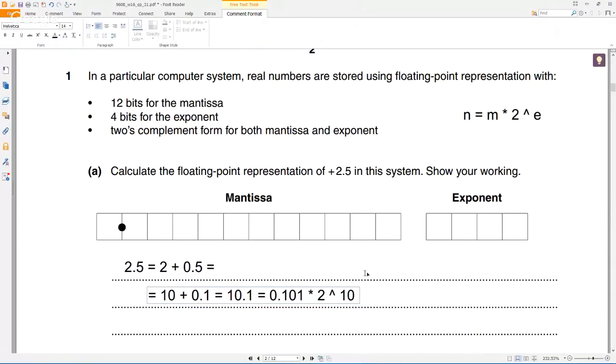And we can then copy this into the two boxes, obviously adding zeros at the beginning. So the exponent is 10, and the mantissa is 0101, and then we can add a bunch of zeros that are not meaningful and don't bring any value. And this is the representation of 2.5 using floating point representation.